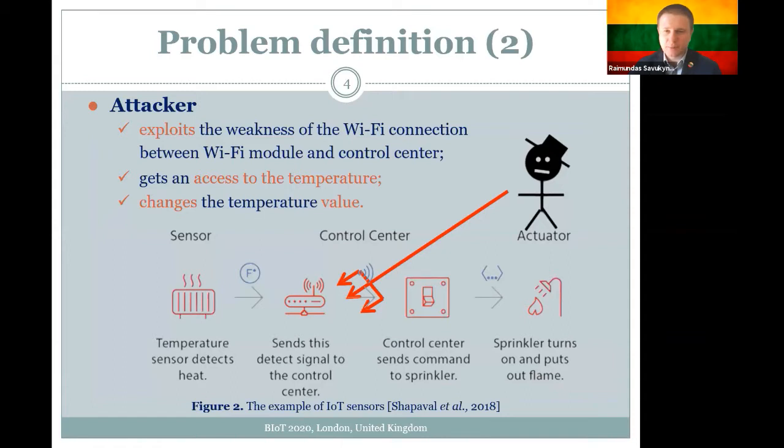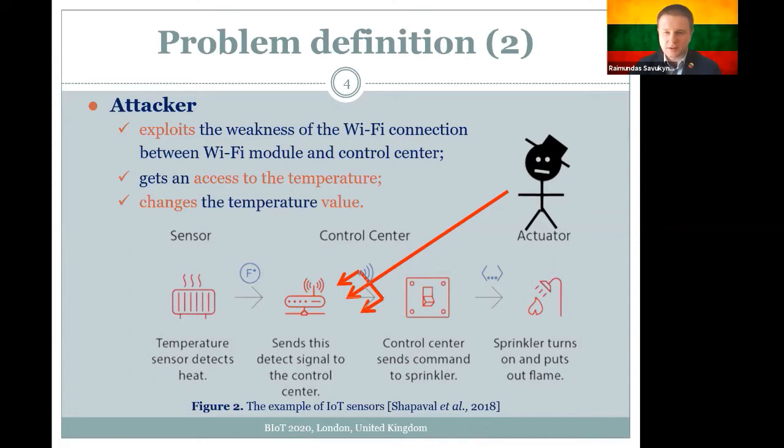Let's represent some processes in the simple Internet of Things system shown in the second figure. Here, four Internet of Things sensors are illustrated, where the temperature sensor detects heat, and the Wi-Fi module sends the detected temperature from the sensor to the control center. The control center makes a decision that a command should be sent to the sprinkler based on the previously received temperature from the temperature sensor. The actuator represents the sprinkler, which turns on and puts out the flame or turns off depending on the commands from the control center.